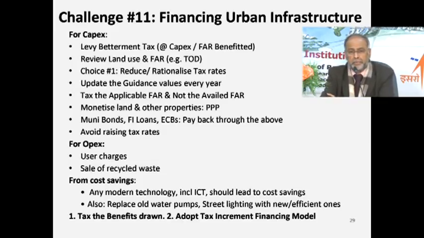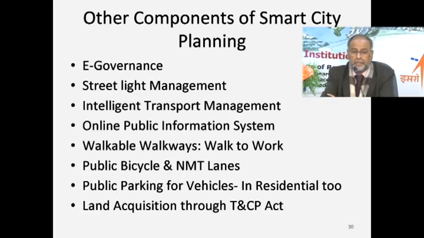Then there are other components of smart city planning for the future: e-governance, street light management, IT, intelligent street light management, which saves a lot, and so many cities are trying already. Intelligent transportation management, online public information system, walkable walkways. You walk safely to work. After walking for half a kilometer or even less, you must be able to access a public transportation system, reach the other side of your destination, which should be either your workplace or again you walk to that place safely. And public bicycles and non-motorized transport lanes are required. Some cities are trying already. It's a good sign, they are already on the horizon.